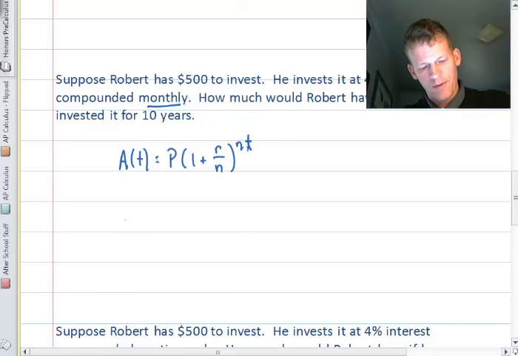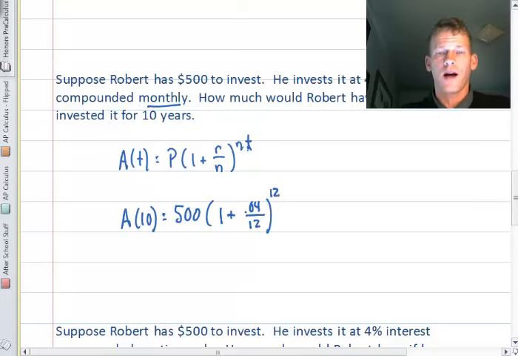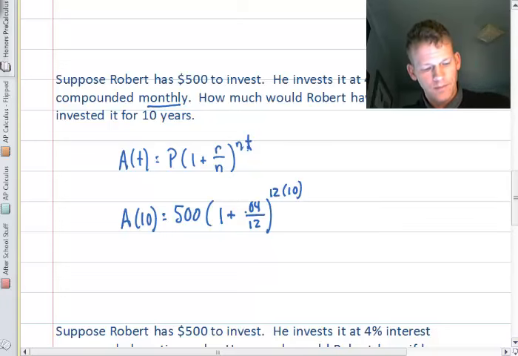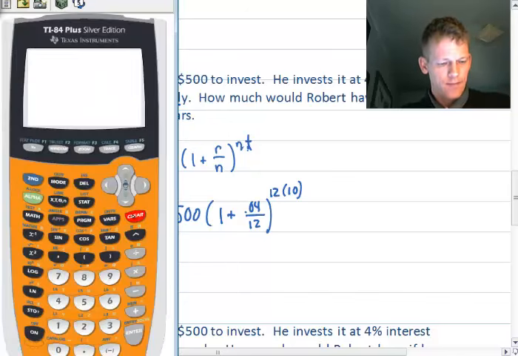So I'm going to put in the amount at year 10 again. I'm going to have 500 times 1 plus 0.04, but now divided by 12, raised to the power 12 times 10. So now we're going to compound interest 120 times, but we're going to do it with an interest rate that's 12 times less. So I'm just going to go back to the calculator and put that in all in one step, because I don't feel like calculating out the intermediate steps.